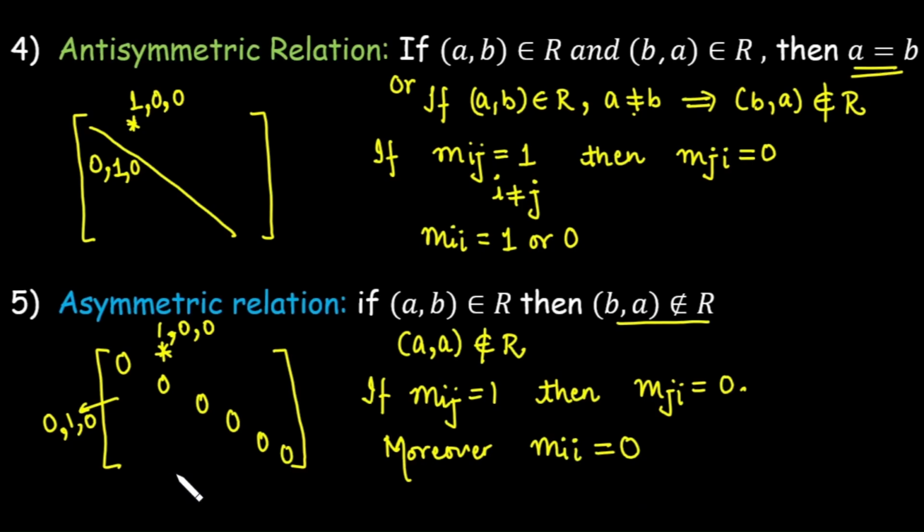And the last relation is transitive, and that cannot be analyzed directly with the help of the matrix representation.